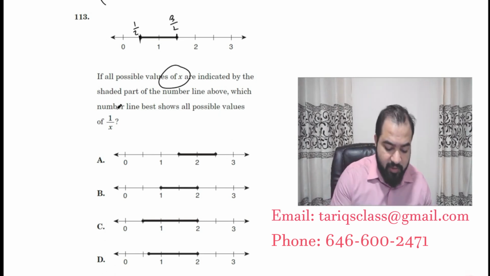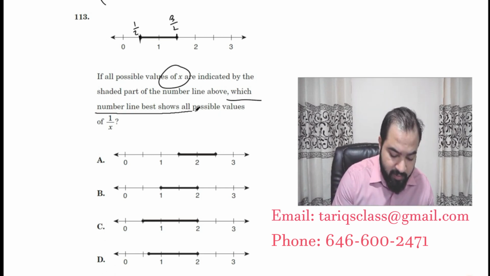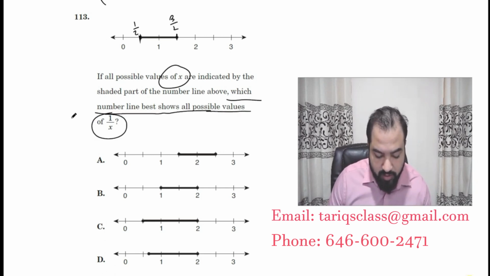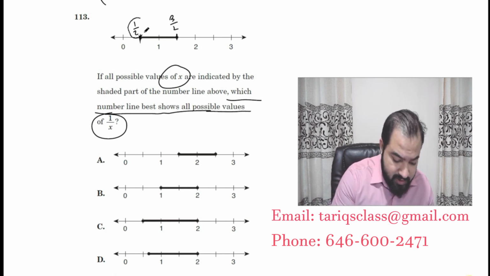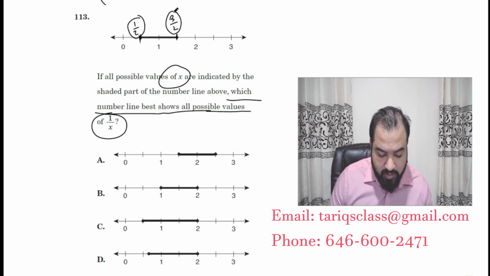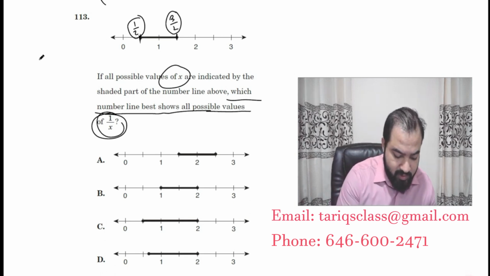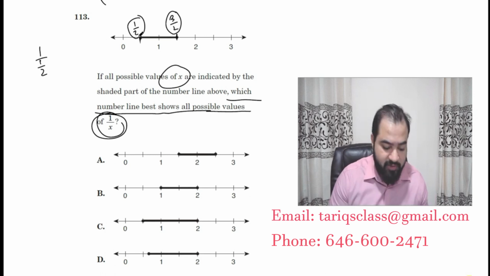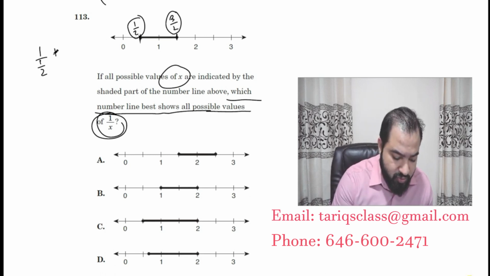Now which number line best shows all possible values of 1/x? So x starts from half and ends with 3/2. So 1/x will be 1 over 1/2, because x is half, the smallest value, to 1 over 3/2.